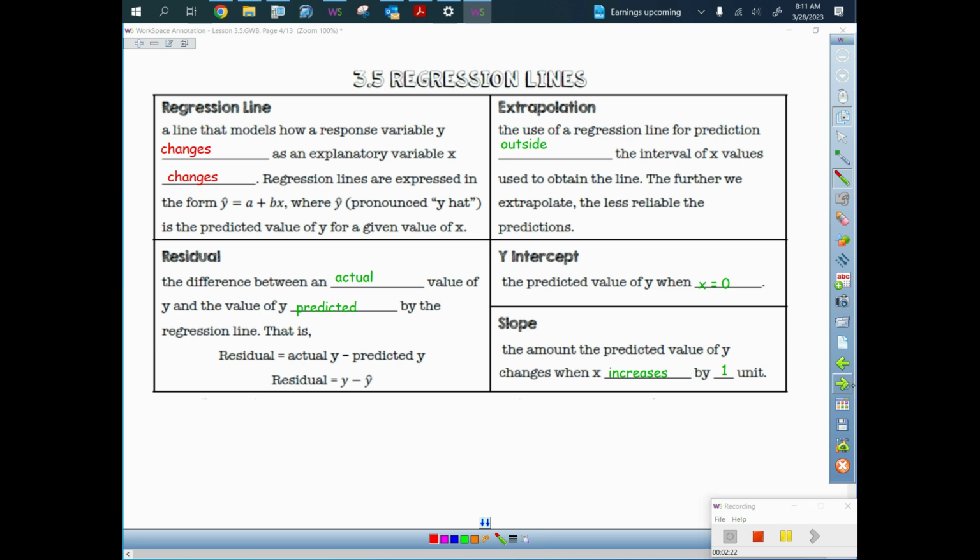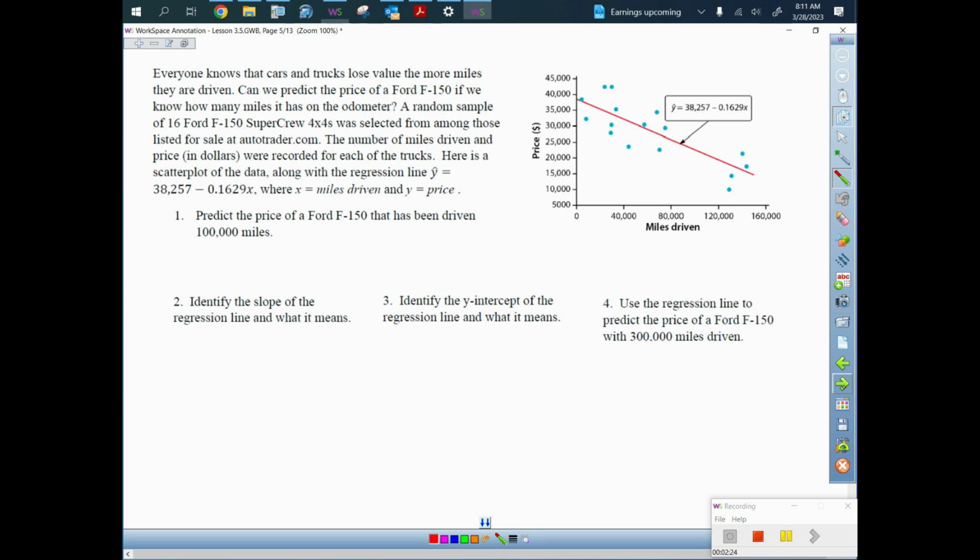Let's put it to play with some actual problems. Everyone knows that cars and trucks lose value the more miles they're driven. So can we predict the price of a Ford F-150 if we know how many miles it has on its odometer? A random sample of 16 Ford F-150 Super Crew 4x4s was selected among those listed for sale at autotrader.com. The number of miles driven and the price are our two variables. They made miles driven the x value and the price the y value.